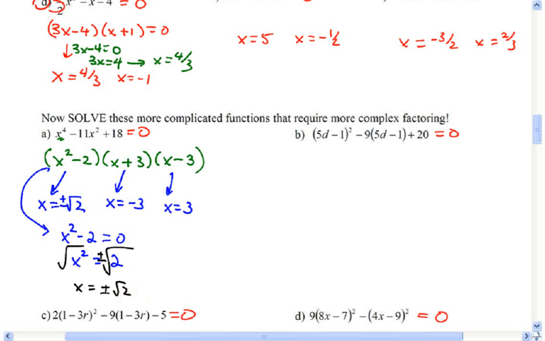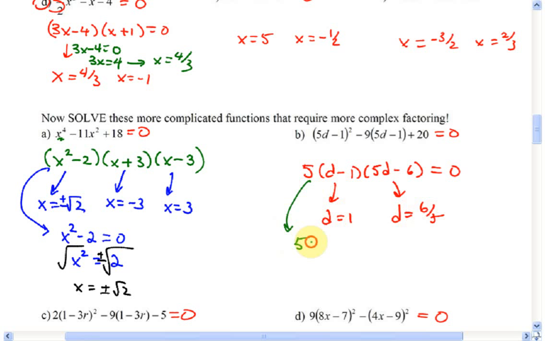Let me finish off B, C, and D. B, you had this as your factored form. Some of you decided to say, okay, this one I get an answer 6/5. This one I get an answer d equals 1. And then I saw this. 5 equals 0. Does 5 ever equal 0? Yeah, all the time.